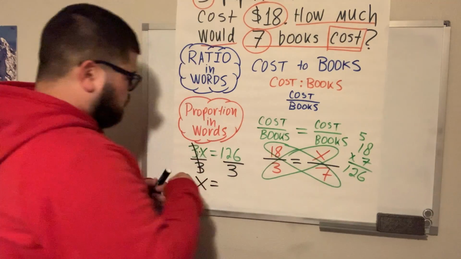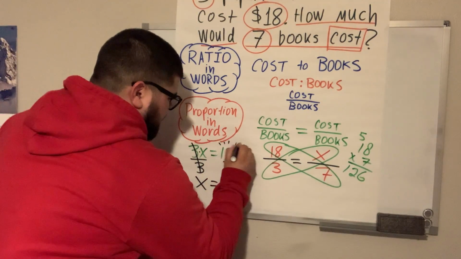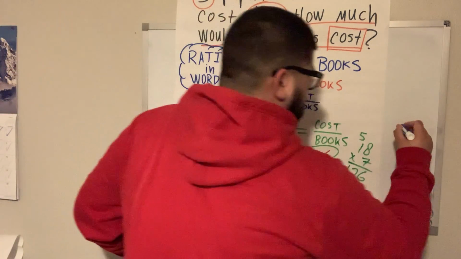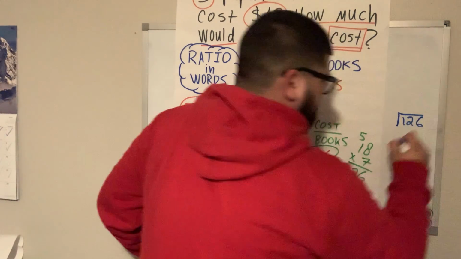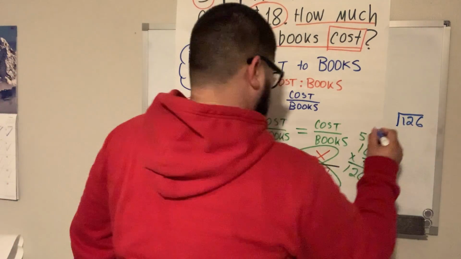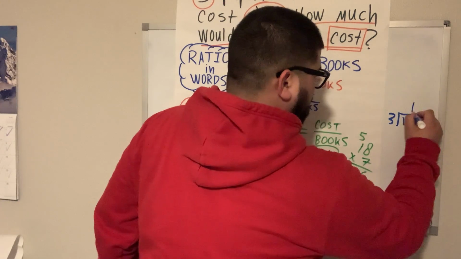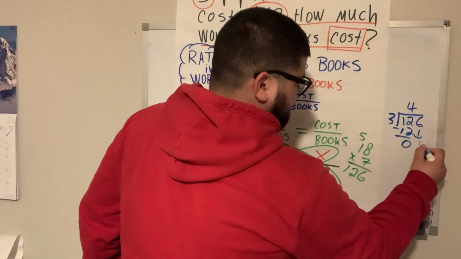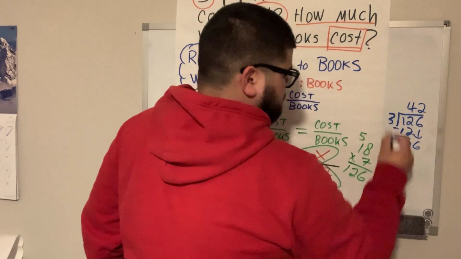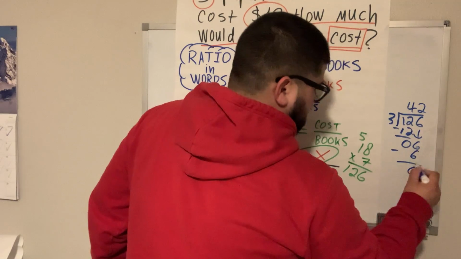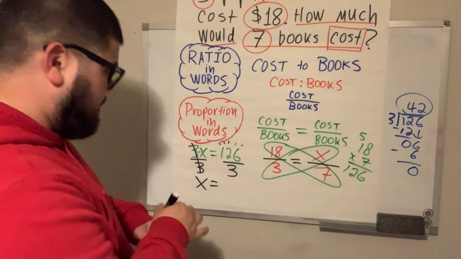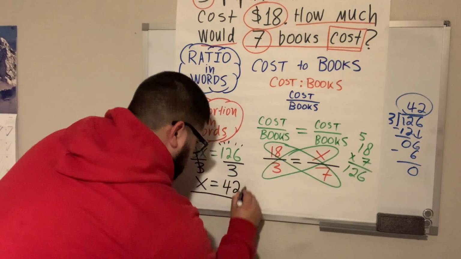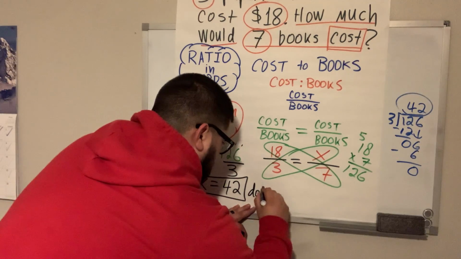We're going to do that over here. So remember, 126 is getting rained on. Where does it want to go? Inside, right? So 126 goes in and 3 on the outside. 3 into 12, 4 times. 3 times 4, we get 12. 12 minus 12, we get 0. Bring down the 6. 3 goes into 6 2 times. 3 times 2 is 6. 6 minus 6, we get 0. So what did we get? X equals 42.